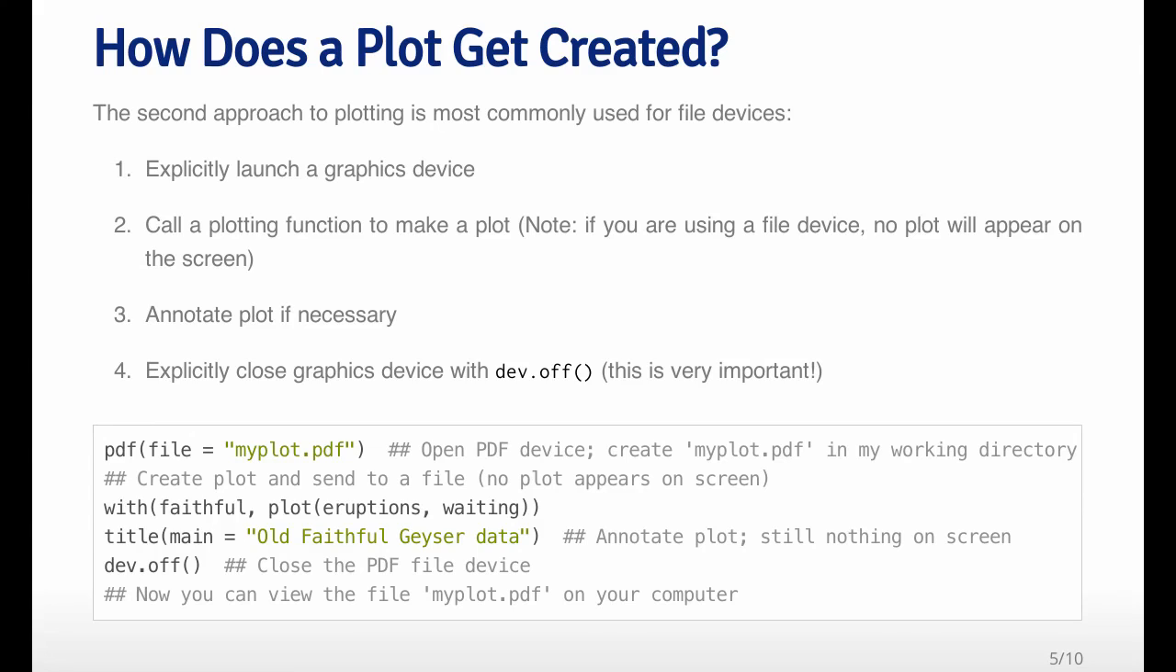Here's some code that opens the PDF device with the pdf function. You have to give it a file name, so I just called it myplot.pdf. Then you have to make the plot, do some annotation, and then close the plot with the dev.off function. Once I've called dev.off, there should be a file in my working directory called myplot.pdf, and you can open that with any PDF viewer.